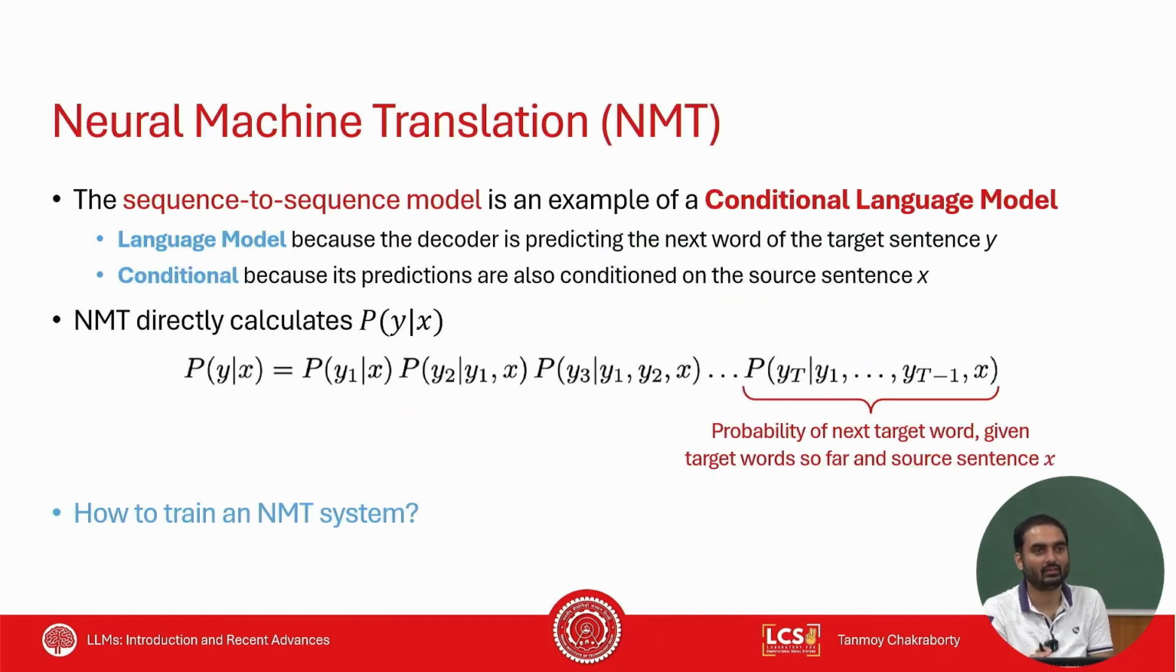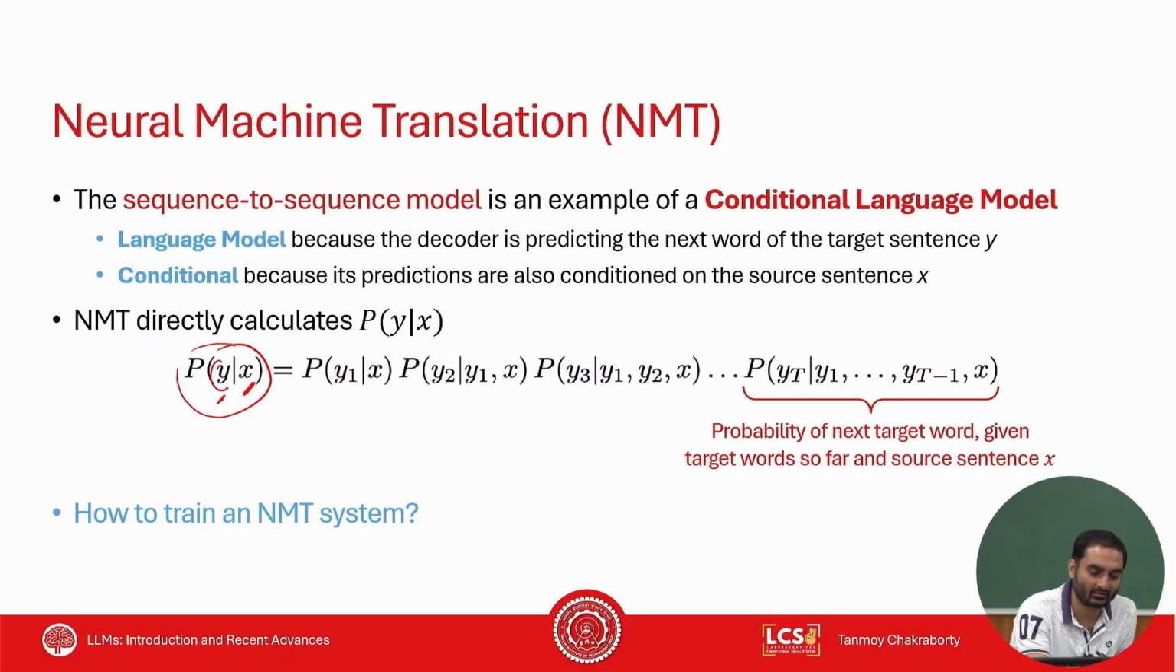Okay, now if you think of this sequence to sequence problem carefully, this is essentially a conditional language model. Why is this a conditional language model? What is it conditioned on? It is conditioned on the input, right? So let's say X is the input. In case of machine translation, the input is the French sentence and the output is the English sentence, right? So you are basically computing this probability.